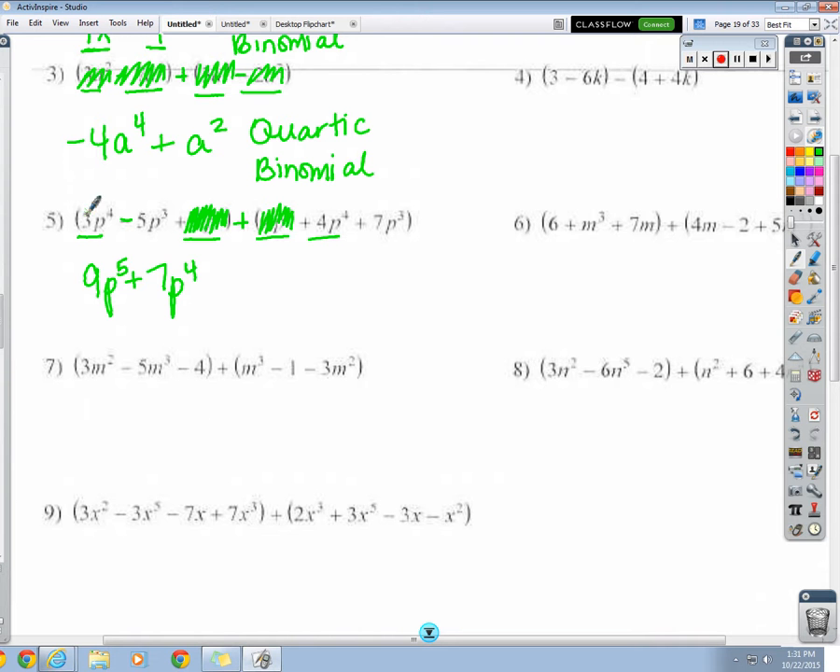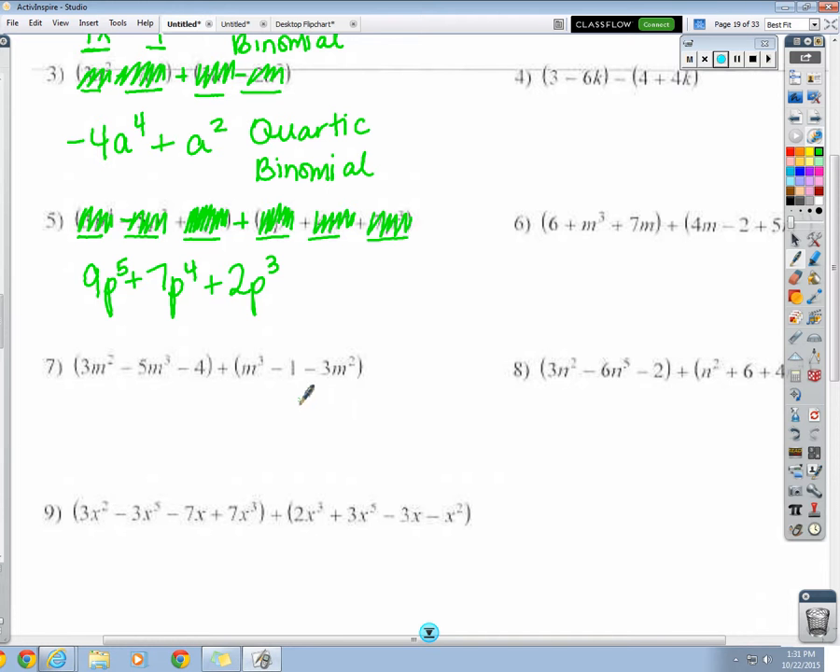Okay, then we move to what term next? The cube terms. We have a negative 5p cubed and a 7p cubed. When you add negative 5 plus 7, you get positive 2p cubed. Okay, so now we've combined all terms together that can be combined.